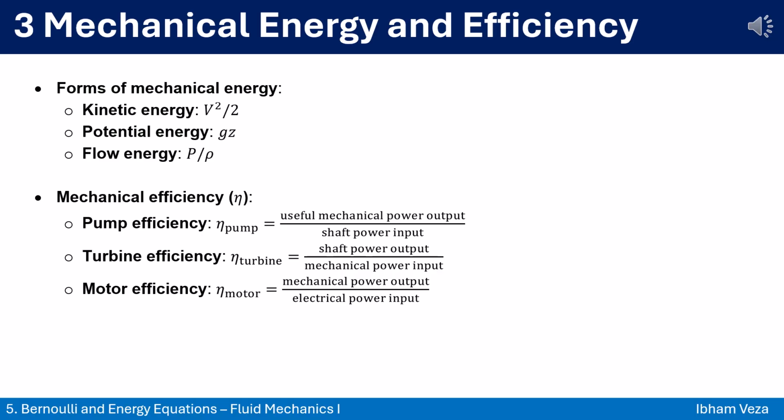Whether you're using a pump, turbine, or motor, not all input energy gets converted into useful work. Efficiency helps you measure that gap. For example, a pump's efficiency compares the useful mechanical output to the shaft power input. A turbine's efficiency flips that, how much shaft work you get from the fluid's mechanical input. And for motors, it's about converting electrical energy into shaft power. Knowing these formulas helps you diagnose performance and design systems that actually work, not just on paper, but in practice.